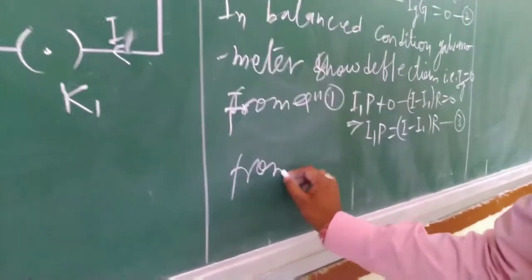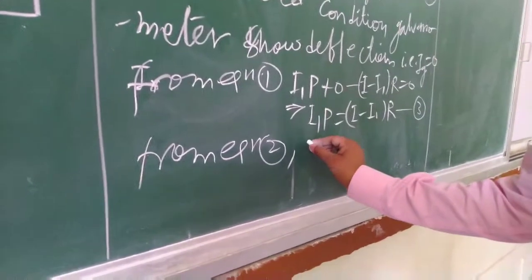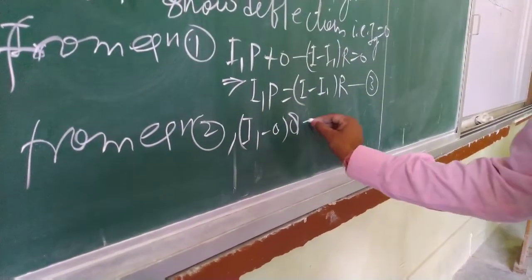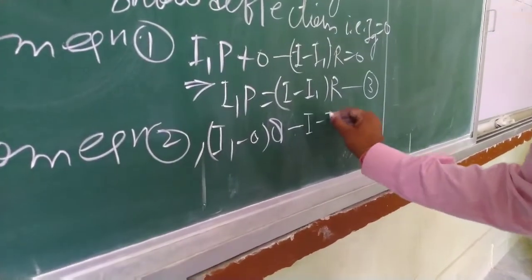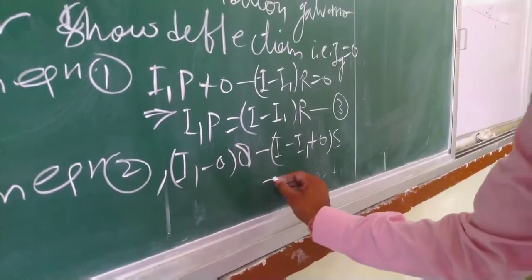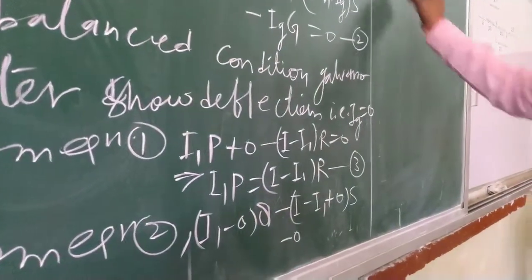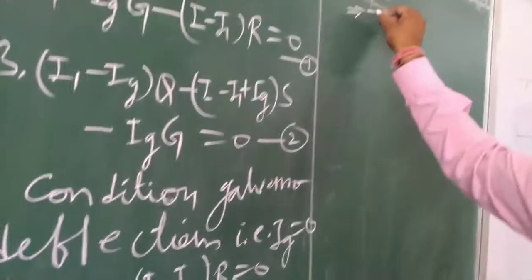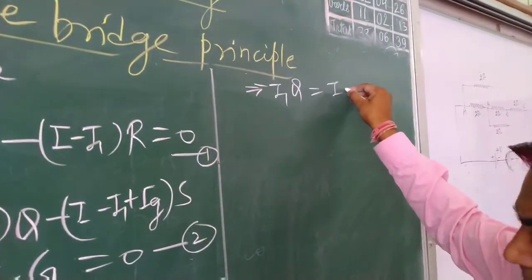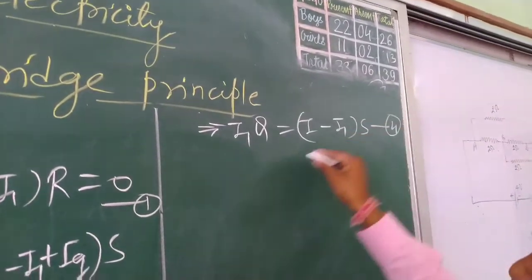From equation 2, Ig is also 0. So in equation 2, (I1 minus 0) into Q minus (I minus I1 plus 0) into S, and this term is also 0 because Ig is taken as 0. If we change the side of the term, then I1Q equals (I minus I1) into S. This is equation number 4.